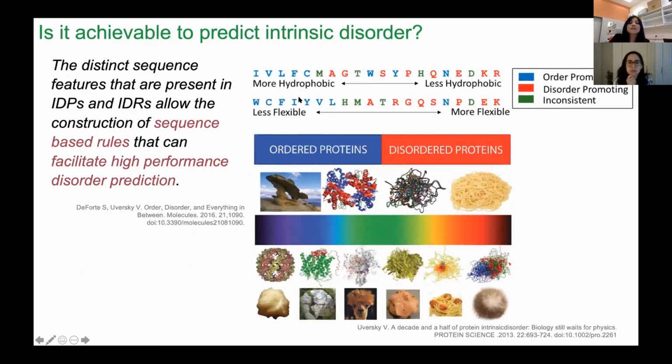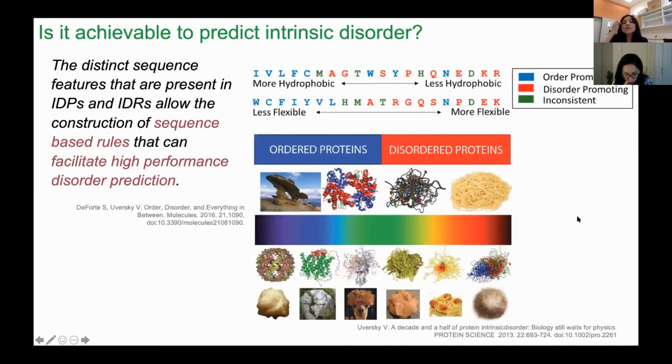For disordered proteins, we have here the 20 amino acids, with the disorder-promoting residues in red. You can see that they are not very hydrophobic. They don't promote the formation of a hydrophobic core like globular proteins, but they are less hydrophobic, so they are hydrophilic and very flexible, in contrast with ordered proteins that are hydrophobic and less flexible. These properties have led to the creation of disorder predictors.